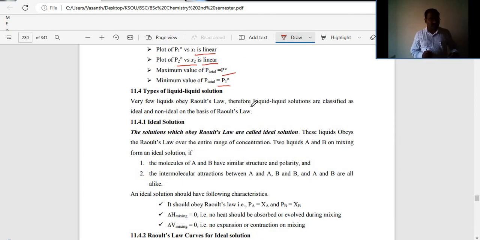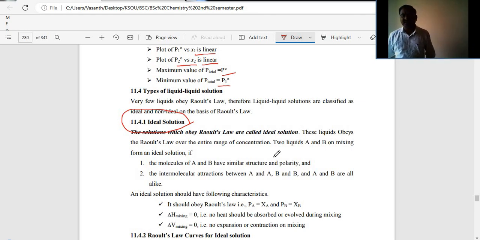Next we are going to discuss the types of liquid-liquid solutions. We get two types of solutions. The solution which obeys Raoult's law is called an ideal solution. The solution which does not obey Raoult's law is called a non-ideal solution. A solution which obeys Raoult's law over the entire range of concentration is called an ideal solution.